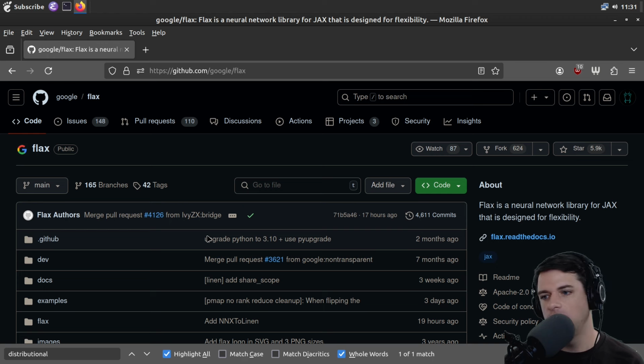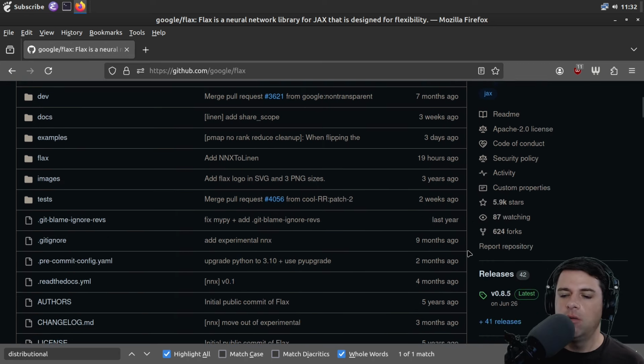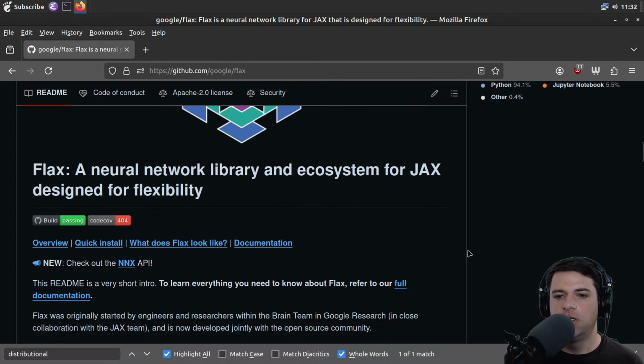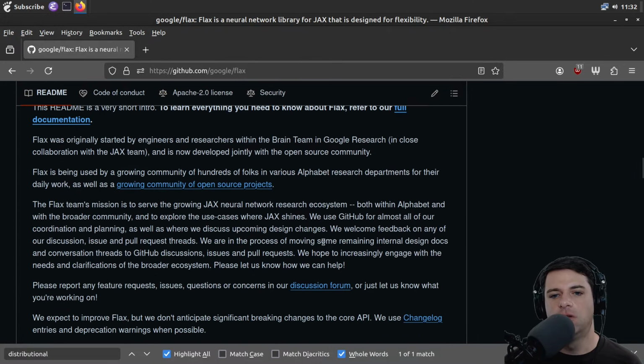Hello. This is the third in our series of repositories focusing on reinforcement learning, taking a look at Flax from Google. This is not directly related to reinforcement learning, but it is instead related to neural networks. It's a neural network library for JAX, but you might use it in one of your reinforcement learning thingamajiggies if it uses neural networks under the hood.